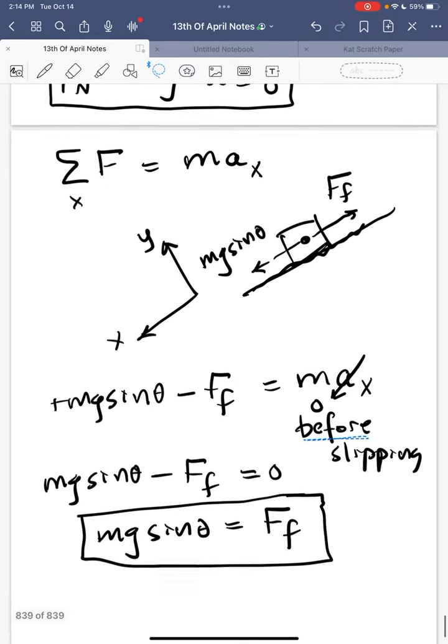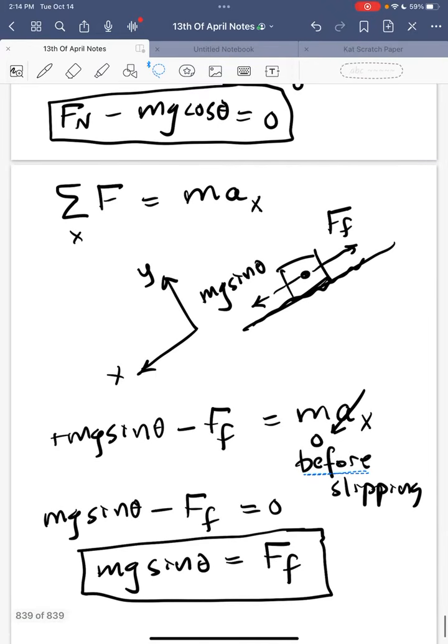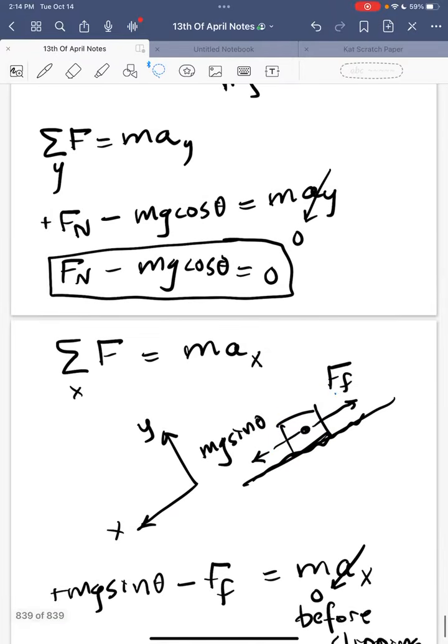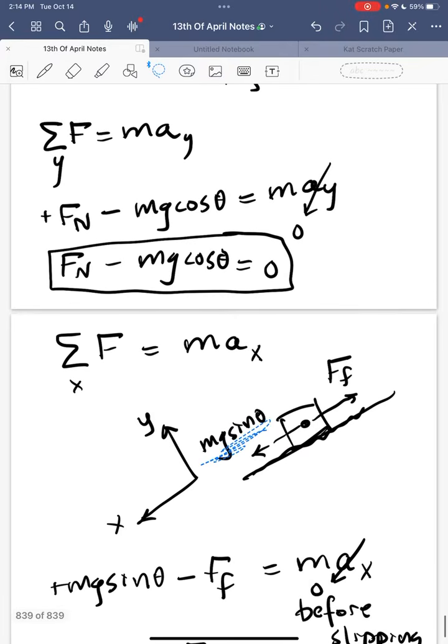Now, just as it slips, let's think about that. Just as it slips, what's going to be happening? Well, if this block is just sitting there, that means that the force of friction is equal to the mg sine theta pulling it down. But once it starts to slip, then mg sine theta is going to be greater than the force of friction.